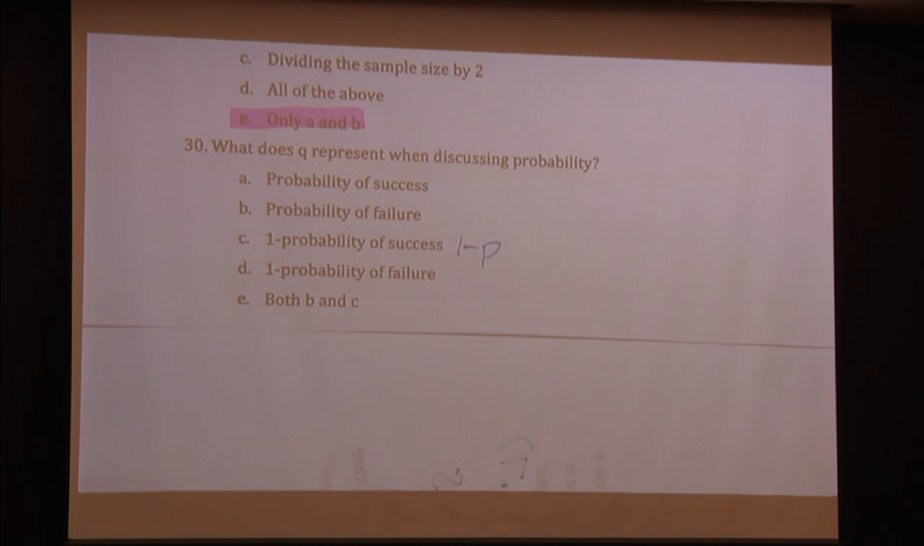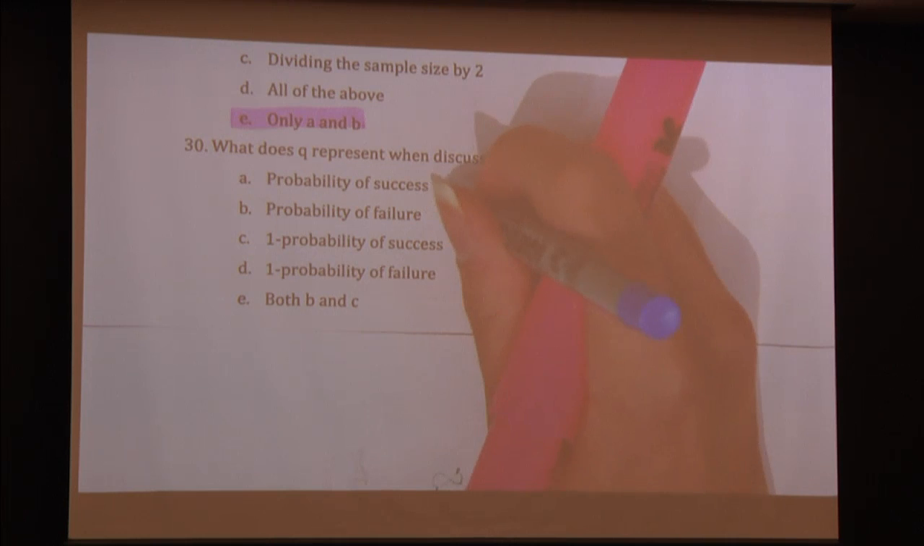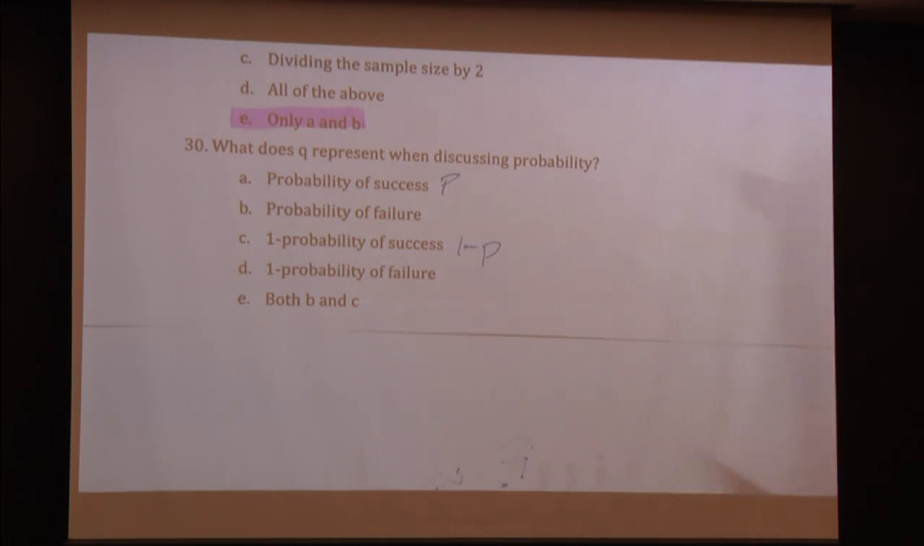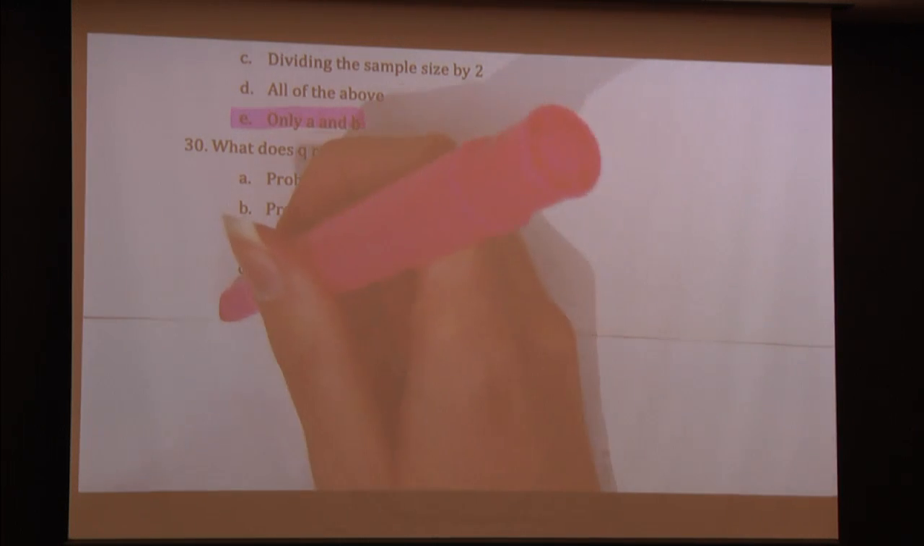So amending your answer. So then B is probability of failure. So we mentioned that P is probability of success. So then when we're dealing with P and Q, P is probability of success, Q is the other side of the coin. We said that Q is 1 minus P, so both B and C.